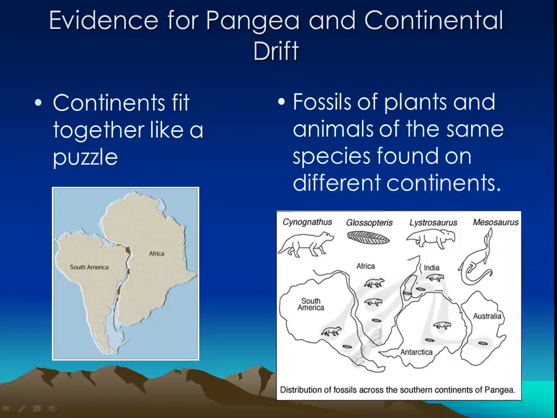If you were to put them next to each other like in a puzzle, they fit pretty good next to each other. And then here's also a really important thing, and that is the fossils of plants and animals of the same species are found on different continents. Those are just different names of animals, but those animals are found on multiple different continents, and they theorize that they had to be able to travel very easily from one landmass to another, and they couldn't do that if they were farther apart. So if they were right next to each other, then they could make that traveling, but if not, they couldn't. But since they are on two separate continents now, they believe that they were once very close together.